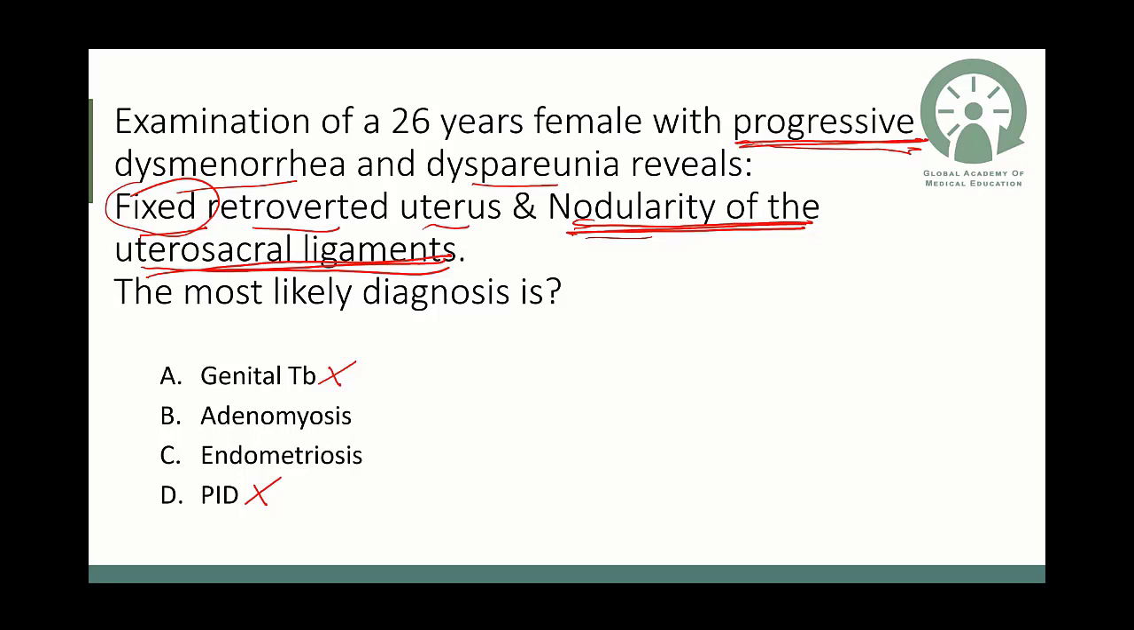Both are known to cause dysmenorrhea. Both are known to cause dyspareunia. Dyspareunia is slightly more common with endometriosis, but when they are talking about uterosacral ligament and a progressive disease, adenomyosis is ruled out because it's a local disease. So endometriosis is our answer.